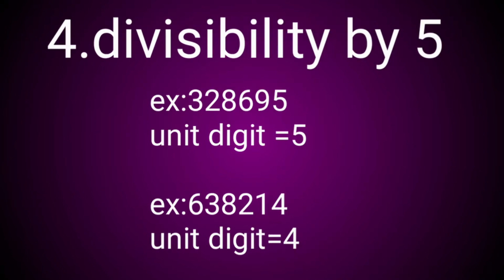The next rule is divisibility by 5. A number is divisible by 5 if its unit digit is 5 or 0. Let us take one example. 328695. Here the unit digit is 5. So 328695 is divisible by 5. Let us take another example. 638214. Here the unit digit is 4. So it is not divisible by 5.